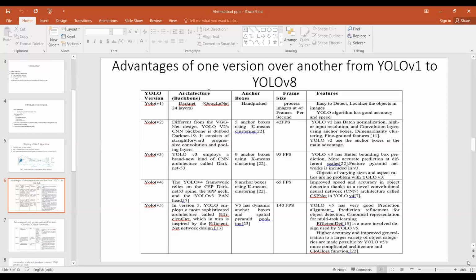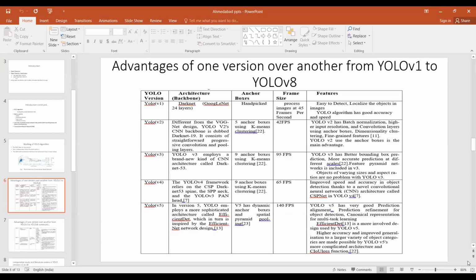YOLO V2 uses a different CNN backbone called Darknet 19, a variant of VGG-Net architecture with simple propagating network and pooling layers. It uses 5 anchor boxes and k-means clustering and processes images at 42 frames per second. YOLO V3 uses a new CNN architecture called Darknet 53, and it also uses k-means clustering and it processes images at 95 frames per second. YOLO V4 consists of a backbone, CSP Darknet 53, and it also uses k-means clustering and processes images at 65 frames per second. YOLO V4 is optimal speed and accuracy object detection.